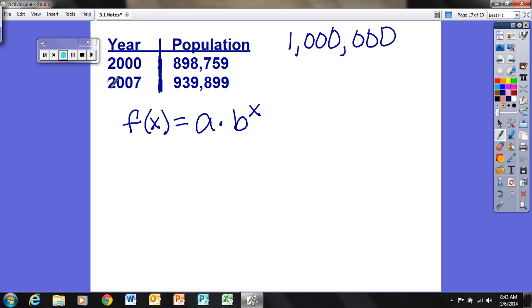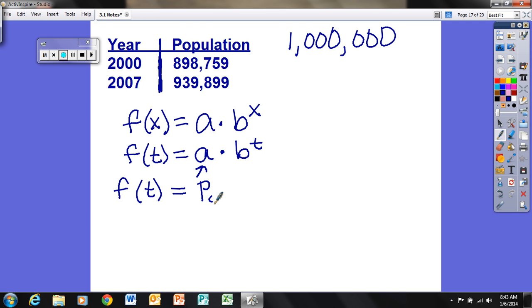We know that we're using time, so years is going to be our actual input, so I'm going to change this now to f of t for time equals a times b to the t. And remember that a is always our initial value. A is the initial value. So I'm going to rewrite this now as f of t equals P sub 0, so population sub 0, which is the initial population, times b to the t.